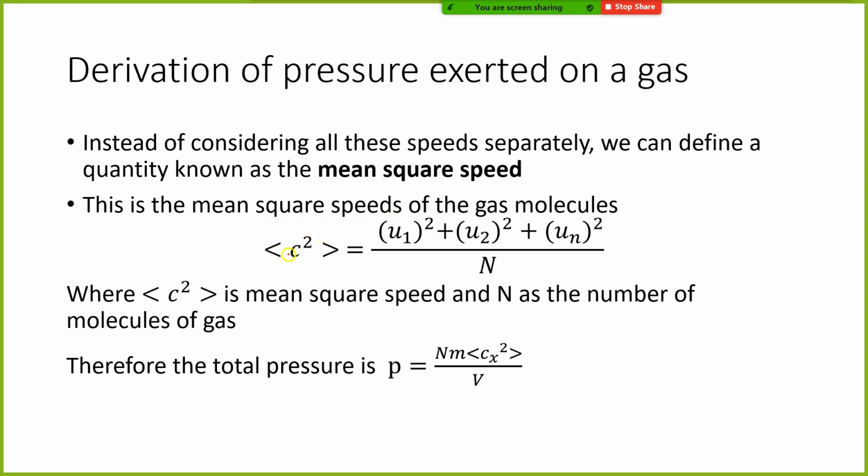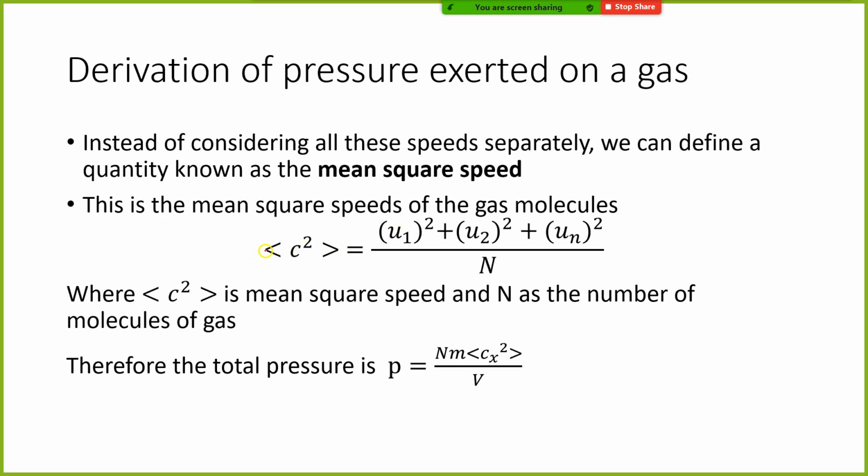And this is how you write the mean square speed, with these brackets here. Mind you, that C in this case is talking about the speed and not the speed of light, so you have to be careful about that. It is the speed of the particles.